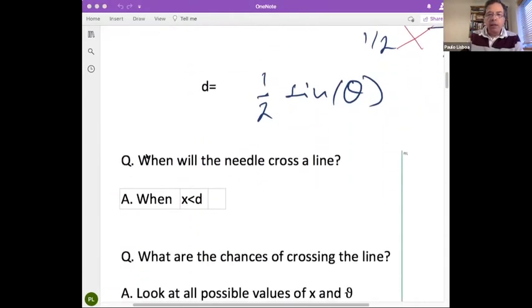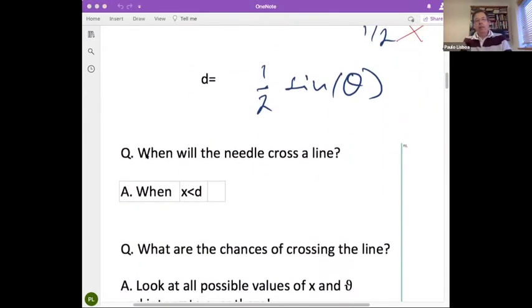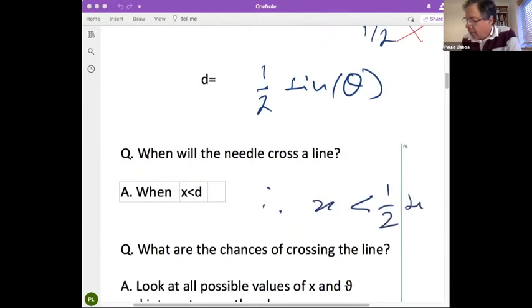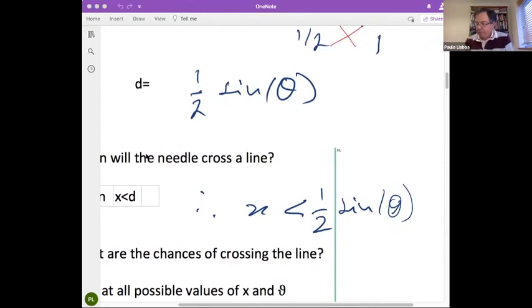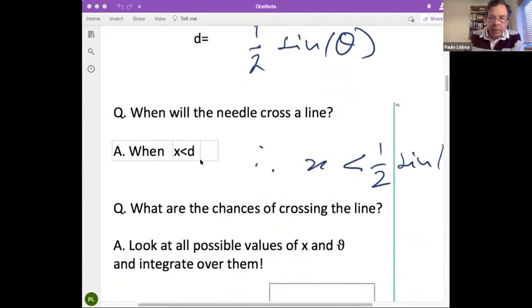So the question then arises, when will this needle cross the line? And the answer is when the distance X from the center of the needle to the nearest line is less than D. That means to say, therefore, when x is less than 1/2 sine theta. Okay, there's what it is. Okay, I think I need to improve my handwriting. So I'm going to make an effort on that just now, right?